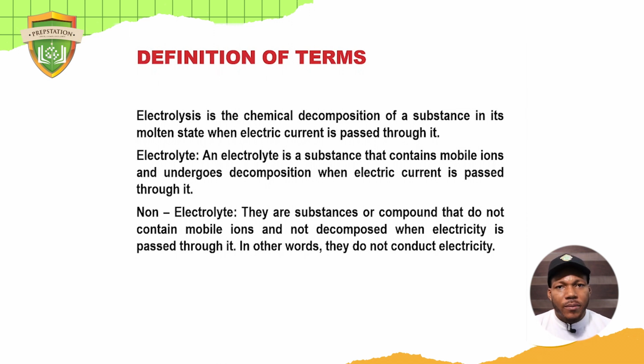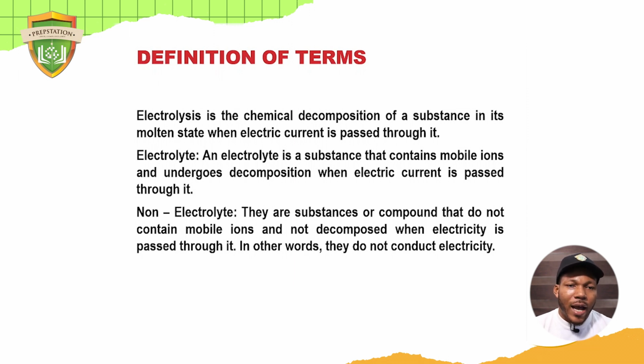Then there are a few terms relating to electrolysis, in which I'm going to be so brief. The first one is electrolyte. An electrolyte is a substance that contains mobile ions and undergoes decomposition when electric current passes through it. Then we also have what we call the non-electrolyte, which is the opposite of an electrolyte.